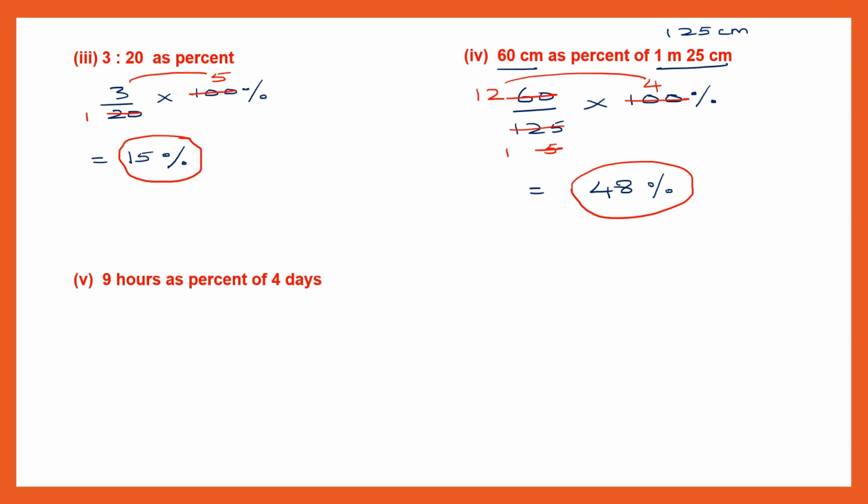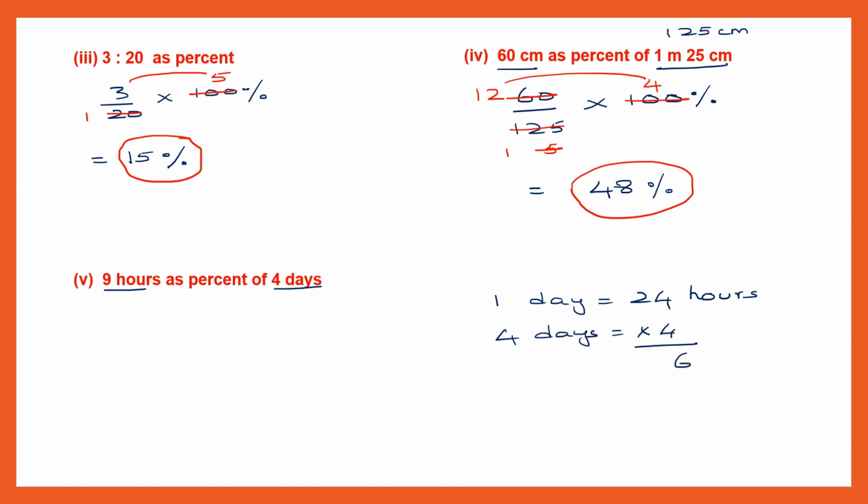Question 5. Express 9 hours as a percent of 4 days. Again, as you can see here, we have different units, hours and days. Which is the bigger unit? Days is the bigger unit. So let's convert days into hours. One day has 24 hours, we know that. Here we have 4 days, so 4 days means 24 into 4.